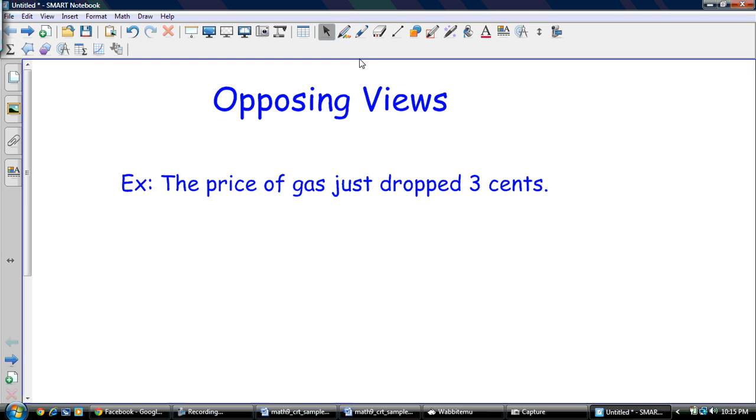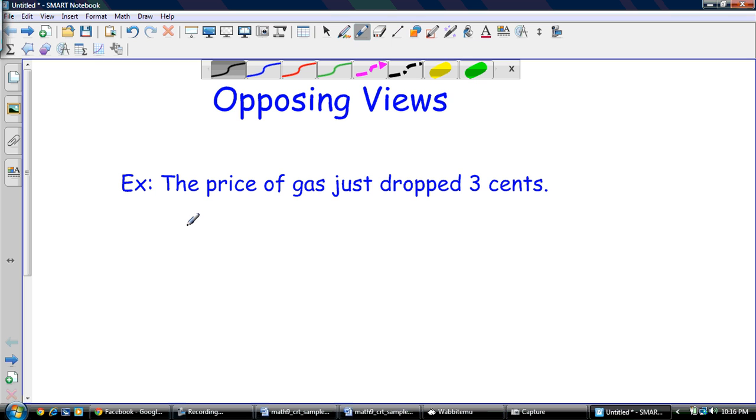So let's have a look at this one. I just made it up before I started, and the statistic is the price of gas just dropped 3 cents. I don't know if that's true or not, but let's say it is. So what are the opposing views that could use the statistic to argue their point? Well, one opposing view is that, look, gas is getting cheaper, it's down 3 cents. This might be a politician arguing, look at the great job our government is doing, we just got the gas to drop 3 cents. Now, I don't know if that would be a great argument or not, but that's one way it could be used.